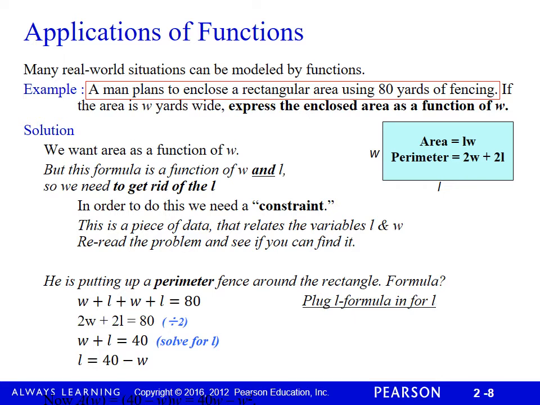All we're going to do is plug the L formula in for L in our area formula. Remember, area equals length times width. But now we have a formula for length, or L, which is 40 minus W. So we just plug this in. And now we have a function of area in terms of W only. Here I've just distributed that so it's more like a polynomial. And we're done.